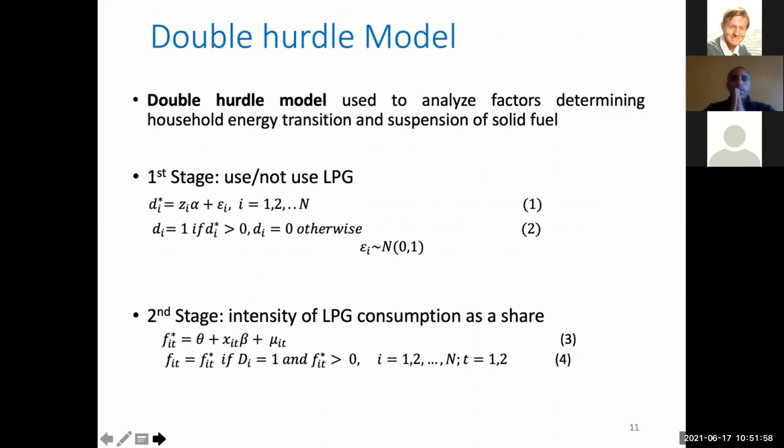So the econometric model that we applied is a double hurdle model. This model helped us to look at the use and non-use decision in the first stage, and the intensity of LPG consumption as a share of cooking energy sources in the second stage. So the first stage is about use and non-use. The dependent variable is 1 when the household uses LPG and 0 otherwise. And then in the second stage, if this hurdle is passed, we have the intensity of LPG consumption as a share of total cooking fuel consumption.